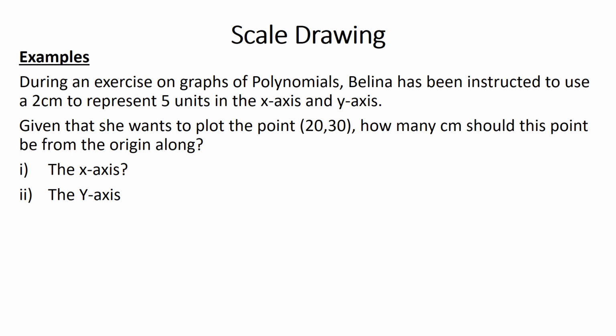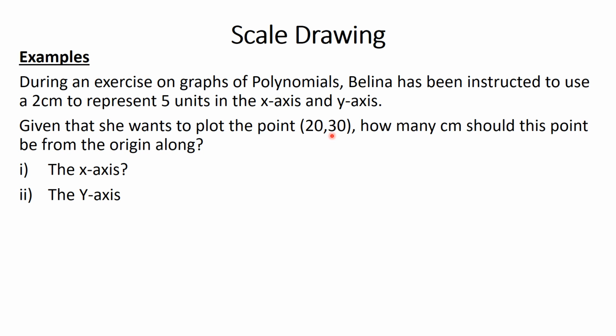This might look complicated, but this is what you always do when you're doing any question that involves graphs in paper 2. So this question has given us that the scale that we should use is 2 centimeters to represent 5 units in both axes. Then she has this task. She wants to plot (20, 30). Remember, the 20 is the x value and the 30 is the y value. So how can she plot this?